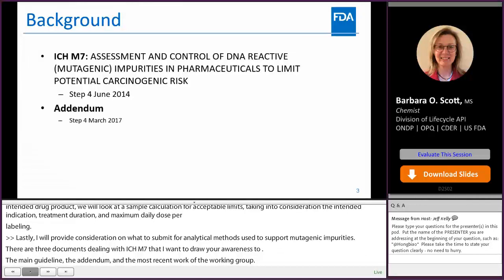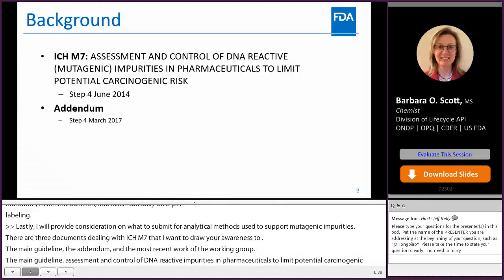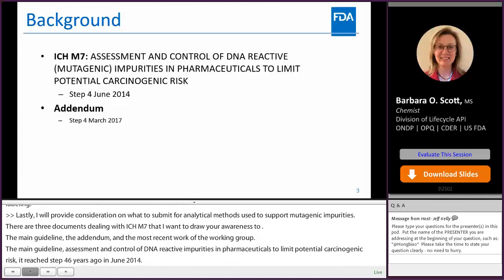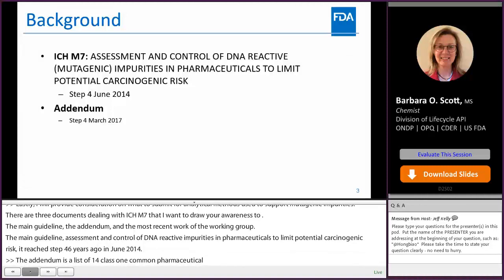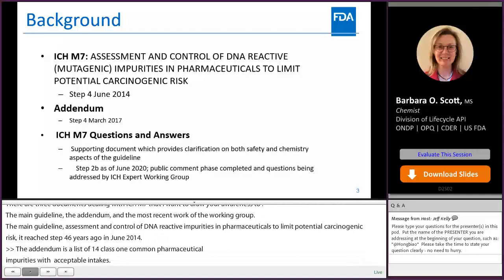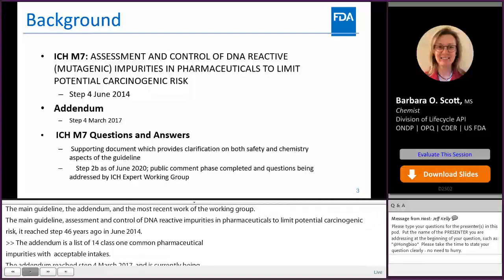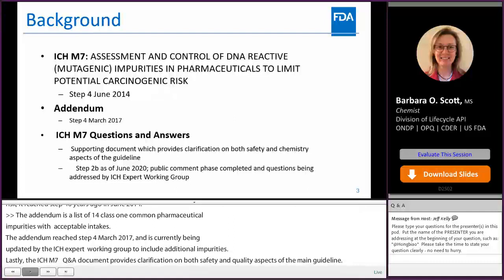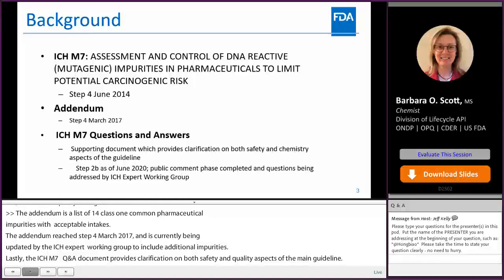The addendum is a list of 14 Class 1 common pharmaceutical impurities with compound-specific acceptable intakes, or PDEs. The addendum reached step 4 in March of 2017 and is currently being updated by the ICH Expert Working Group to include additional impurities. Last, the ICH-M7 Q&A document is a supporting document which provides clarification on both safety and quality aspects of the main guideline. This document reached ICH Step 2B in June of 2020 and went out for public comment. The commenting period has now closed, and the ICH-M7 Working Group is currently addressing stakeholder comments.